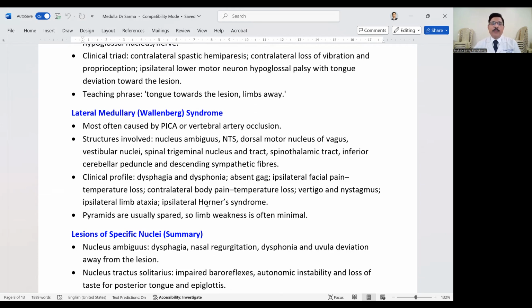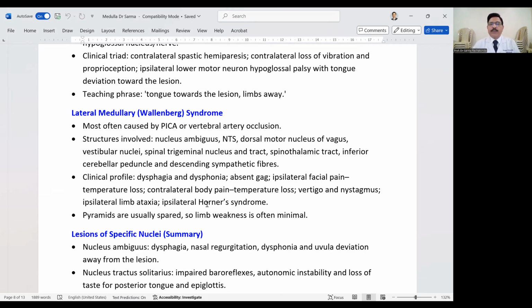So lateral medullary syndrome can produce what? Dysphagia and dysphonia. Why? Because of the nucleus ambiguus. You said there is dysphagia. Which is involved? Immediately, nucleus ambiguus is involved. Absent gag reflex. Why? The motor part is lost. Because of that, there will be hiccups. If you want to drink water, aspiration is one thing, and it will come through the nose, the nasal regurgitation and all those.